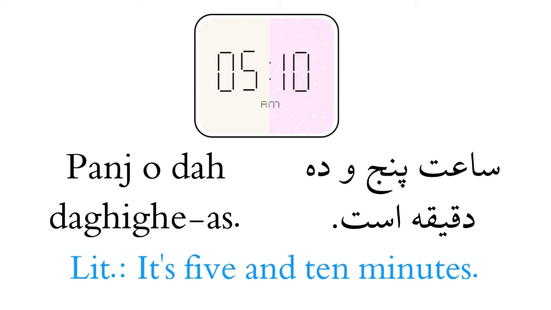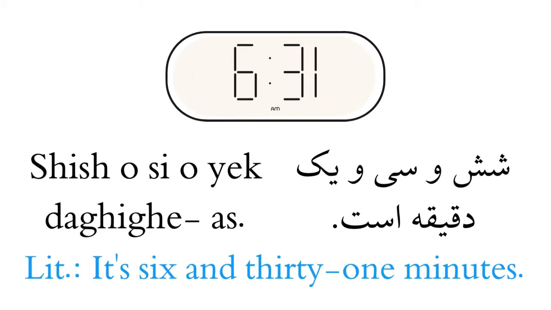If we have the hour and the minutes, we're going to say it as we have in the example here. 5 و 10 دقیقه است. So you're literally saying it's 5 and 10 minutes. And the reason we're saying ast here at the end rather than e is just to help the pronunciation, because we have دقیقه and then to say دقیقه is a little bit difficult. So we'll say دقیقه. 6 و 31 دقیقه است.